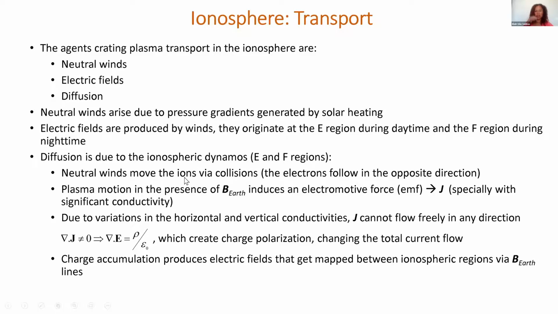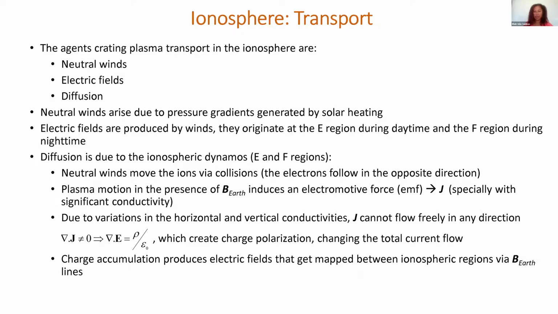So the general mechanism of a dynamo starts with the neutral wind moving the ions via collision. So the neutral part of the plasma moves, and they collide with the ions, and they move the ions, and the electrons follow in the opposite direction. There is a plasma motion in the presence of the Earth magnetic field. This induces an electromotive force, and that results in a current, especially in regions where there is a strong conductivity. Due to variations in the horizontal and vertical conductivities, they are not homogeneous.